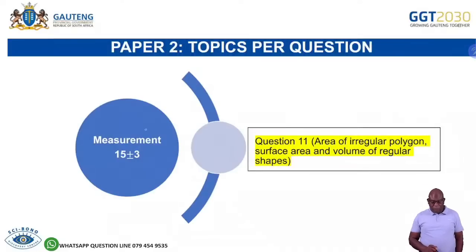Question 11 will be measurement, which is 15 marks, and I expect everyone to get plus minus 10, because you have the area of an irregular polygon, where the formula is there, so you'll be given that, and you need to understand how to work it out. And then the surface area and the volume: the formulas will be given in the question. If they ask you about the volume and the surface area of those regular shapes, you will be given a formula.